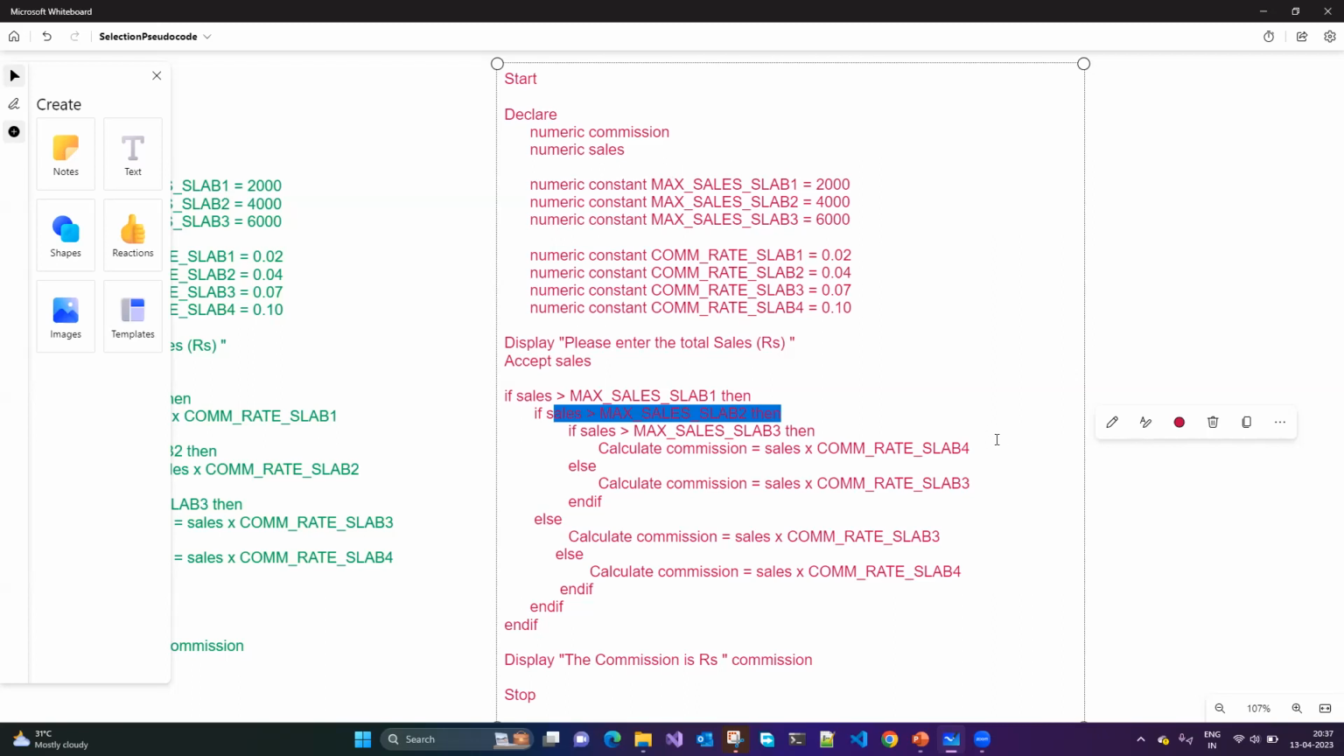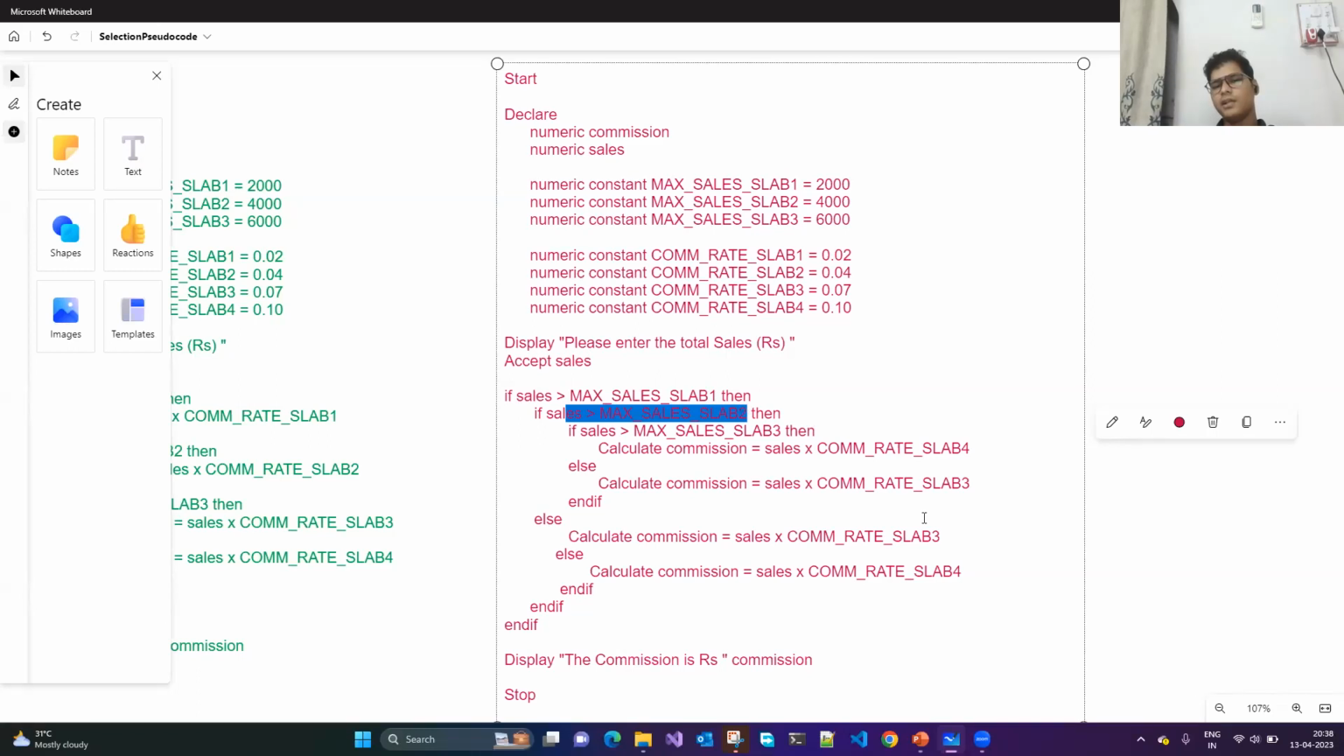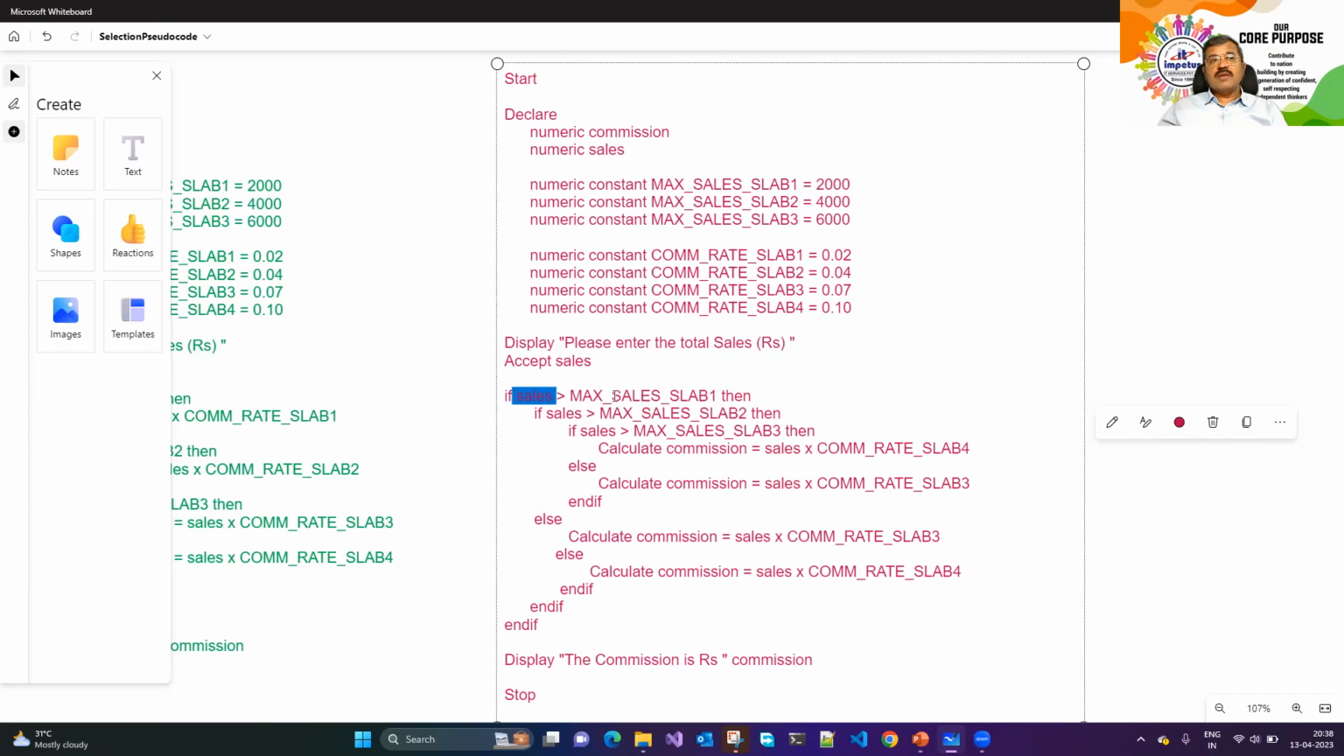Less than 4,000. Less than or equal to 4,000. No. It is greater than 2,000. Okay. And it is not greater than 4,000. Can somebody tell me? It is greater than 2,000, but not greater than 4,000. First condition is true, but second is false. Means what is it? Sir, it can be anything. No? Okay. 0.04. No, don't tell me the commission rate. Tell me what it signifies.